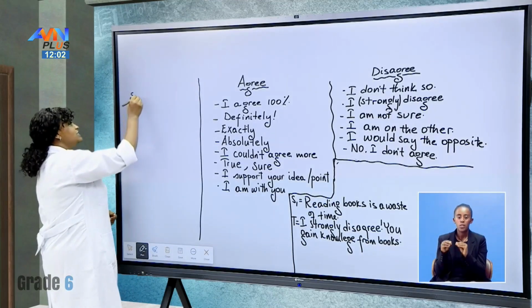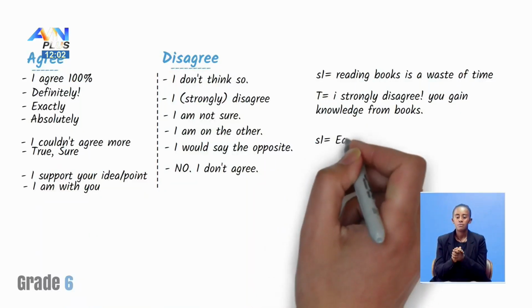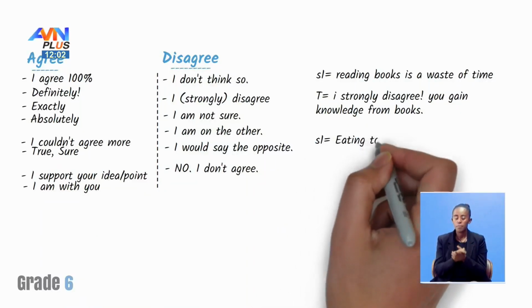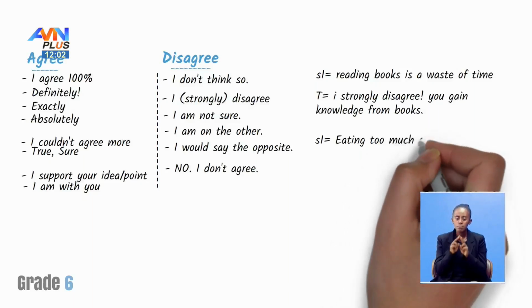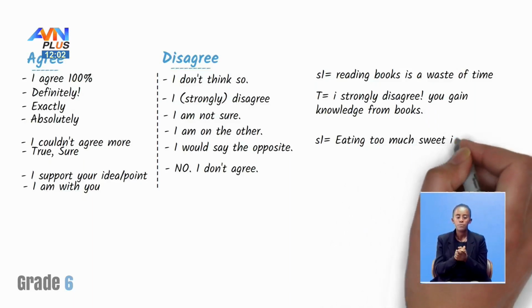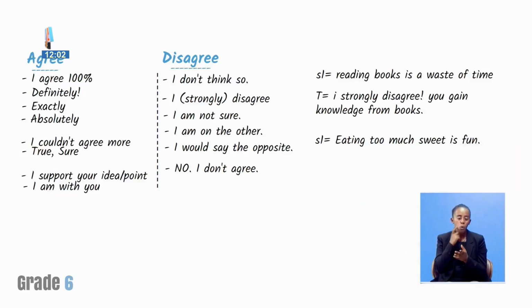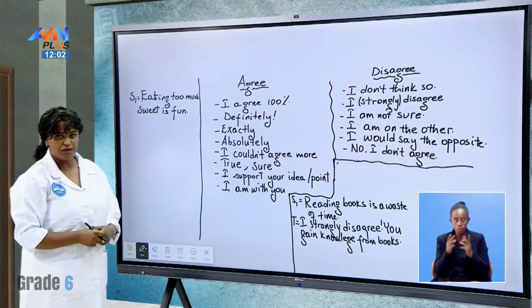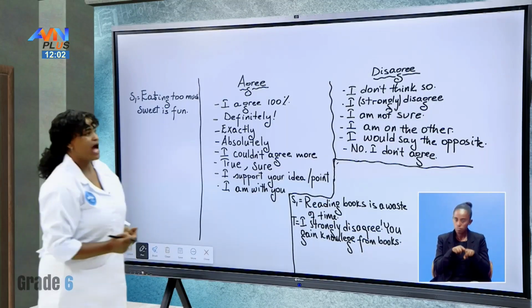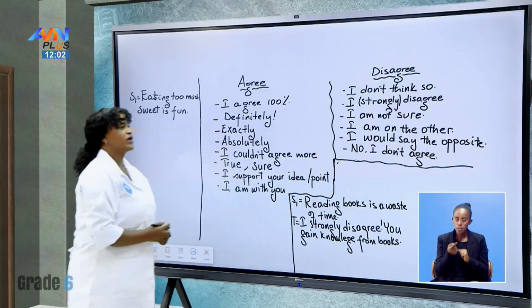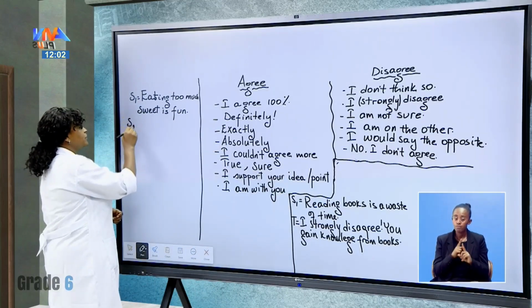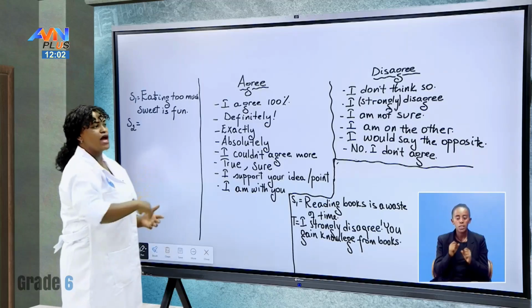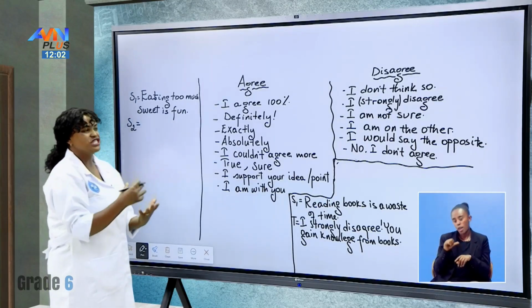Student 1 says, eating too much sweet is fun. You see? Eating too much sweet is fun. Okay, maybe it's fun, but there is also a problem. So I don't have to agree with this. So how could I say? I prefer this one. Student 2, you can say what? I am on the other side. Or I would say the opposite.